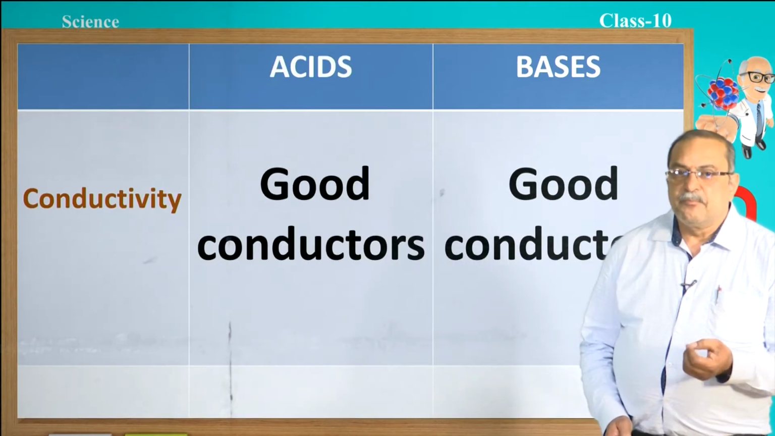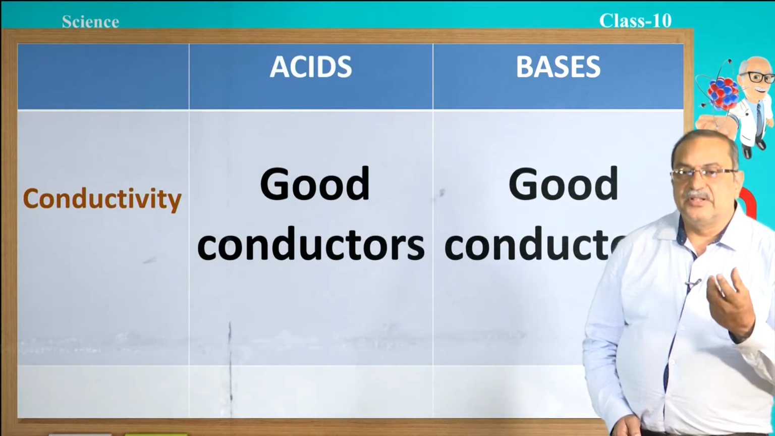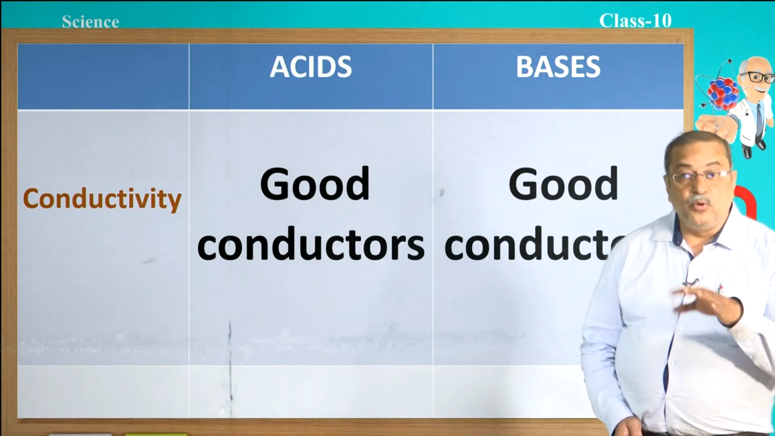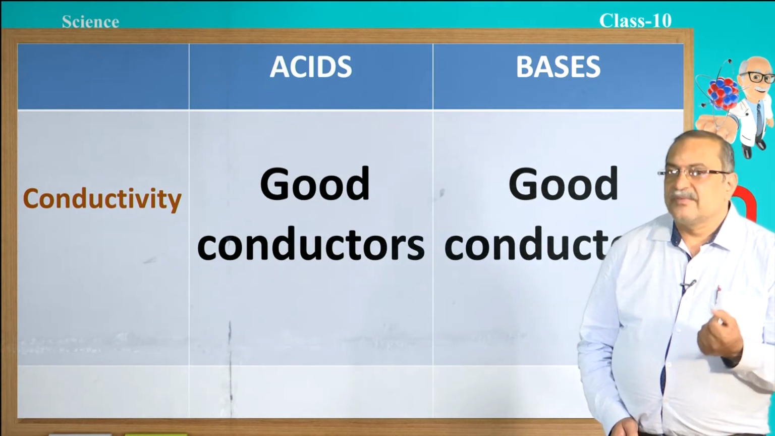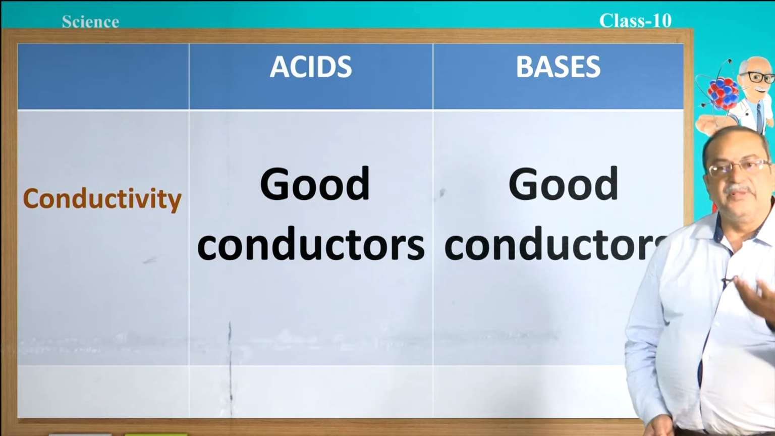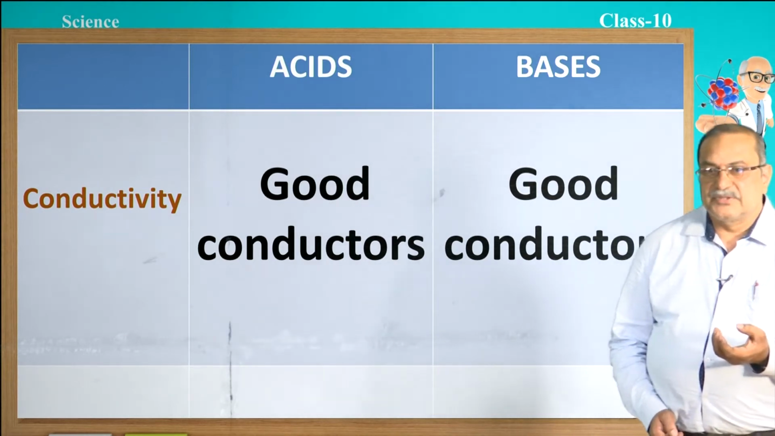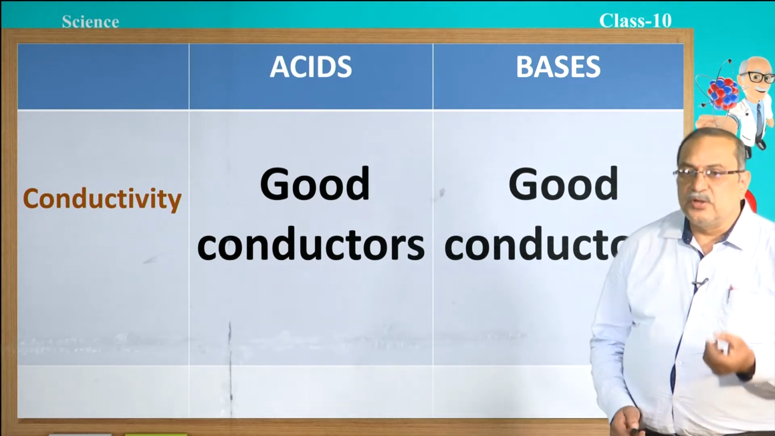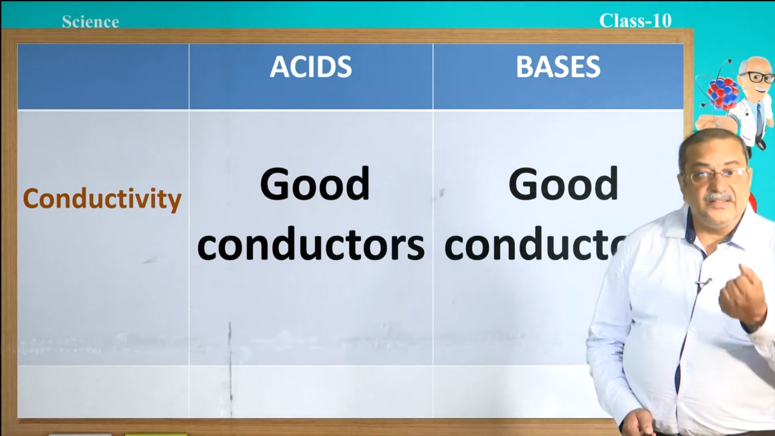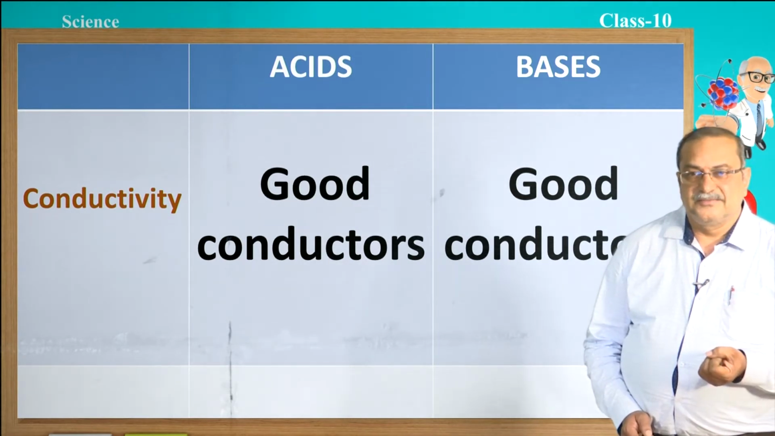Next we see conductivity. That means how they conduct electricity. Both are good conductors. Acids also conduct electricity. Bases also conduct electricity. That's why we can say they are good conductors. So why do they conduct electricity? What is the reason?